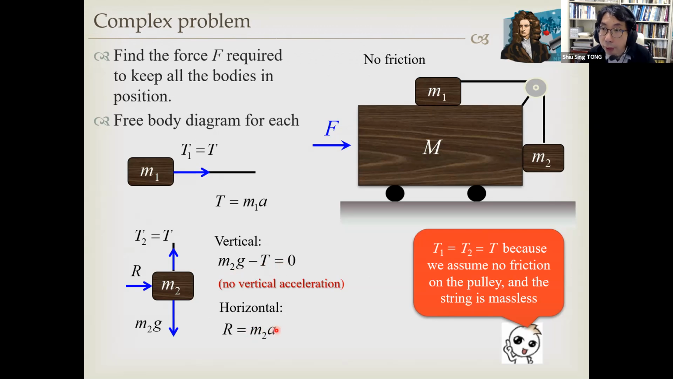But in the horizontal direction, the block has an acceleration. It has a common acceleration with the other objects. So for the horizontal direction, we write in the second law R, the horizontal force, equal to M2a. Now you should note that the tensions on the string are equal because we assume no friction on the pulley, and also the string is massless.